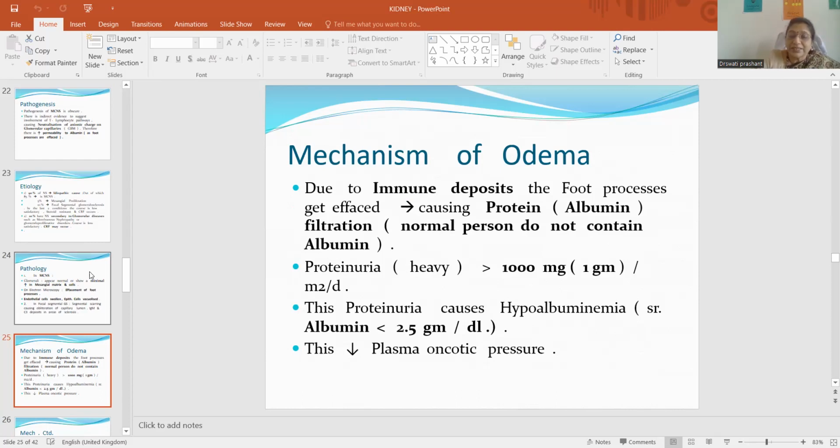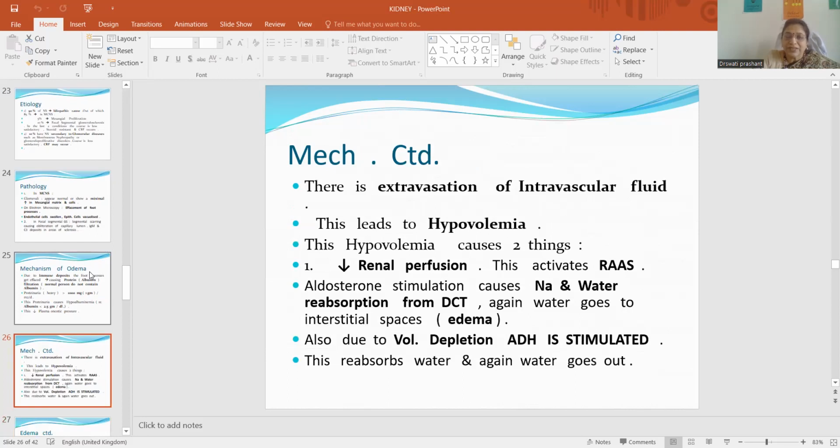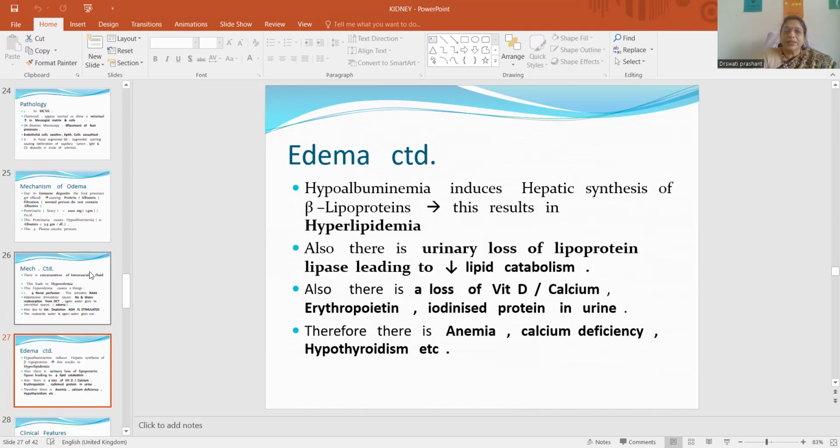Now, as so much albumin has reduced, this will decrease the plasma oncotic pressure, because plasma proteins maintain the oncotic pressure. Because of the decrease in oncotic pressure, there is extravasation of intravascular fluid. This leads to hypovolemia. This hypovolemia causes two things: decrease in renal perfusion, which activates the RAS system, and aldosterone stimulation causes sodium and water reabsorption from the DCT. Again, water goes to the interstitial space and increases the edema. Secondly, due to volume depletion, ADH is stimulated. This reabsorbs water, and again the water goes out into the extravascular compartment.